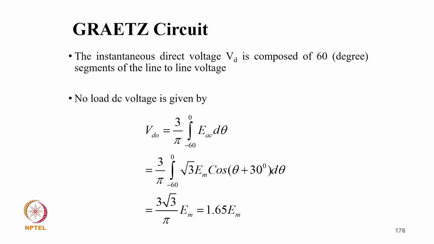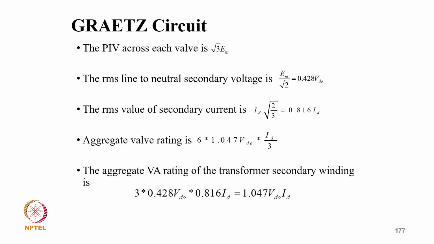So the instantaneous direct voltage VD is composed of 60 degree segments of line to line voltage. So no load voltage is given by VD equal to 3 upon pi integral from minus 60 to 0 of EAC d theta, or 3 upon pi integral from minus 60 to 0 of root 3 EM cos theta plus 30 degree d theta, or 3 root 3 by pi into EM, or equal to 1.65 EM. So the PIV across each valve is root 3 EM, and the RMS line to neutral voltage is EM by root 2, that is 0.428 VD0, and RMS value of secondary current is ID under root 2 by 3, that is 0.816 ID, and aggregate voltage rating is 6 into 1.047 VD0 into ID upon root 3.